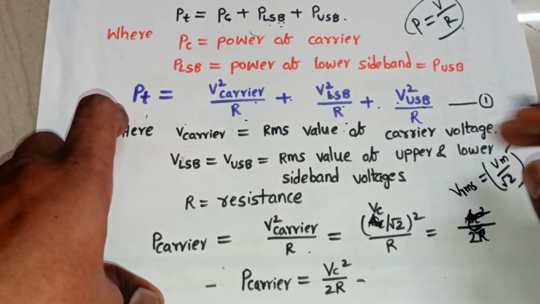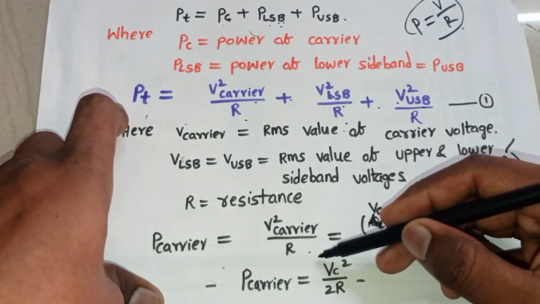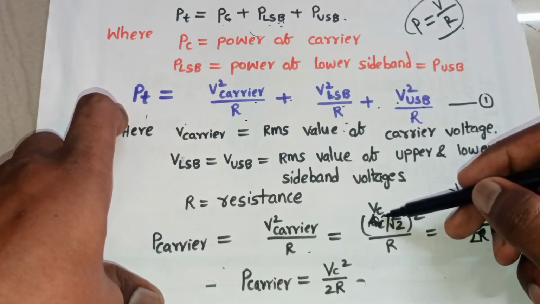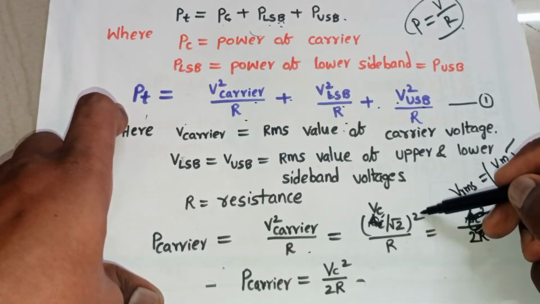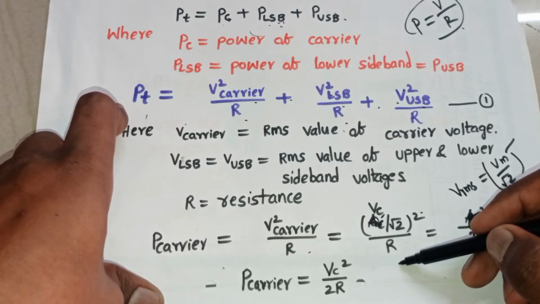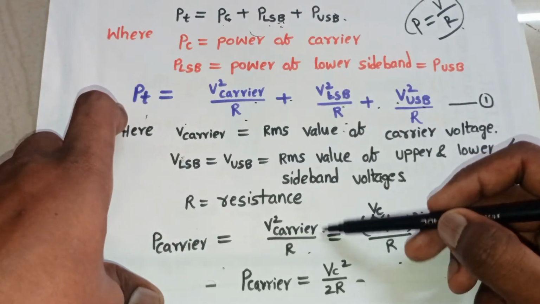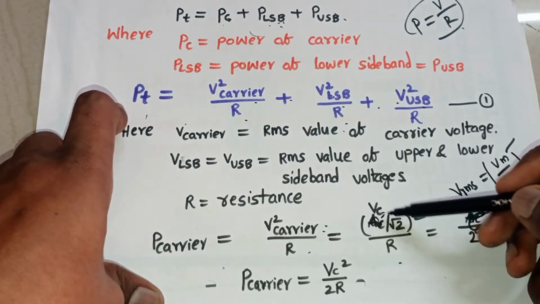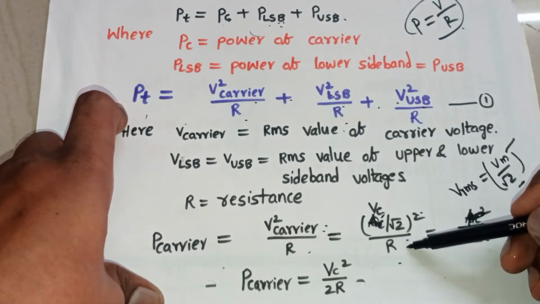That is, V square carrier by R equals, where Vc is the voltage of the carrier signal, Vc by root 2 whole square by R. I think you can understand. V carrier is the RMS value, and the equivalent RMS value is Vc by root 2, whole square, by R.